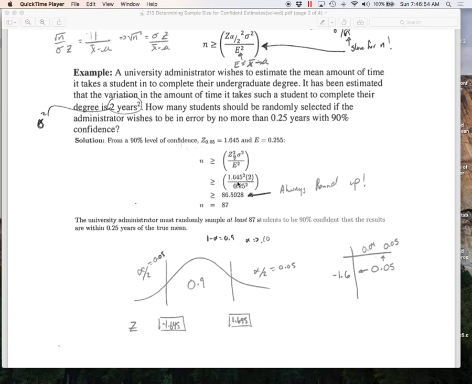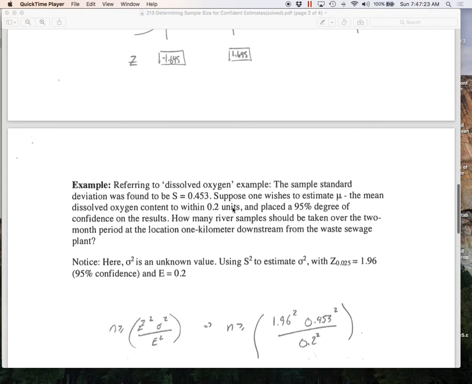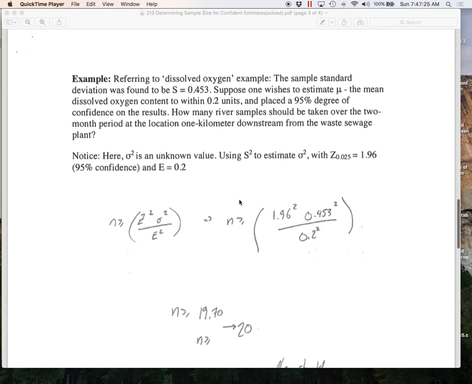Okay, so when you calculate this, then you get 86.59. In this case, you would round up, but in any case, you would round up because 86 samples is not enough. 87 samples will be a little bit more than enough. So when you're talking about n sample size, you always round up. Even if this was 86.02, you would say I need to have 87 samples, at least 87 samples. Okay, so there's our first try at it.